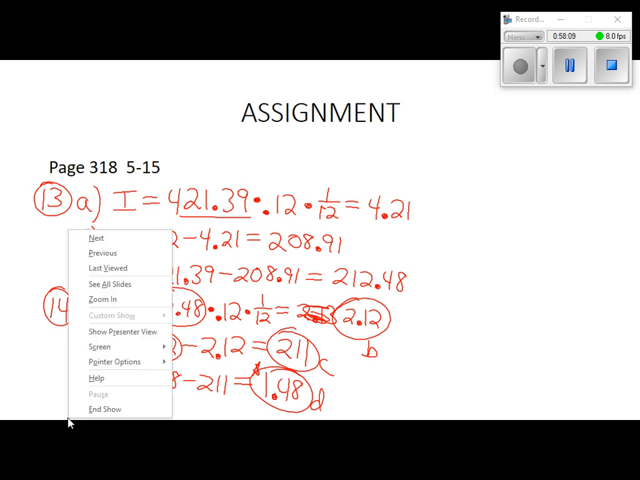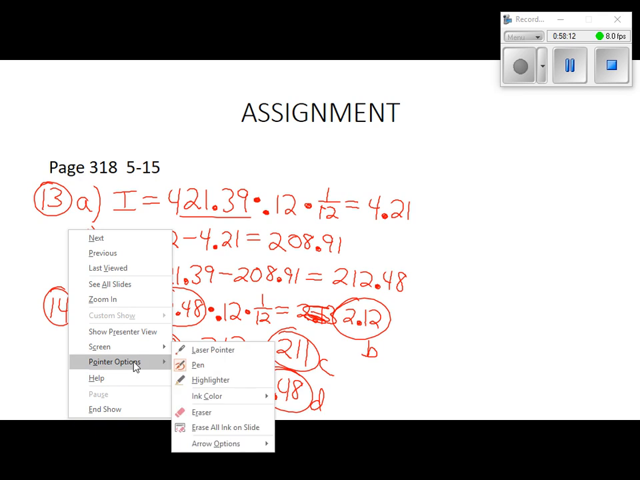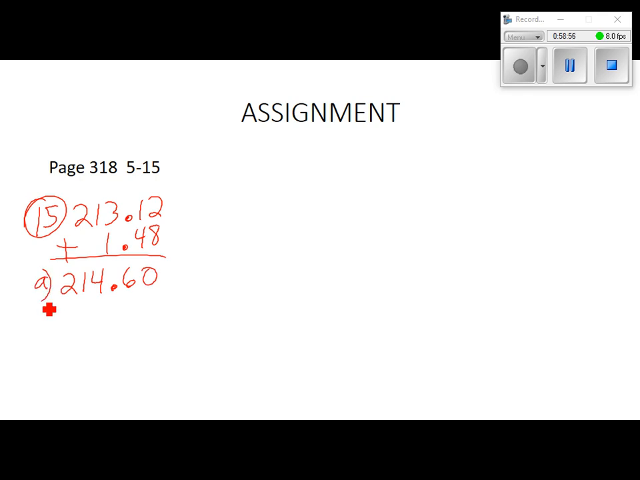So 15, somebody read 15 to us. Complete the last line in the preceding repayment schedule and adjust the 12th payment, which is the last, to make the principal balance 0. So our normal payment was $213.12, right? Yeah. We want to make sure that we pay it off on that last payment. Can we just add that 1.48? So just add 1.48 to it. And what should our last payment be? So A is 214.60. So that's part A.